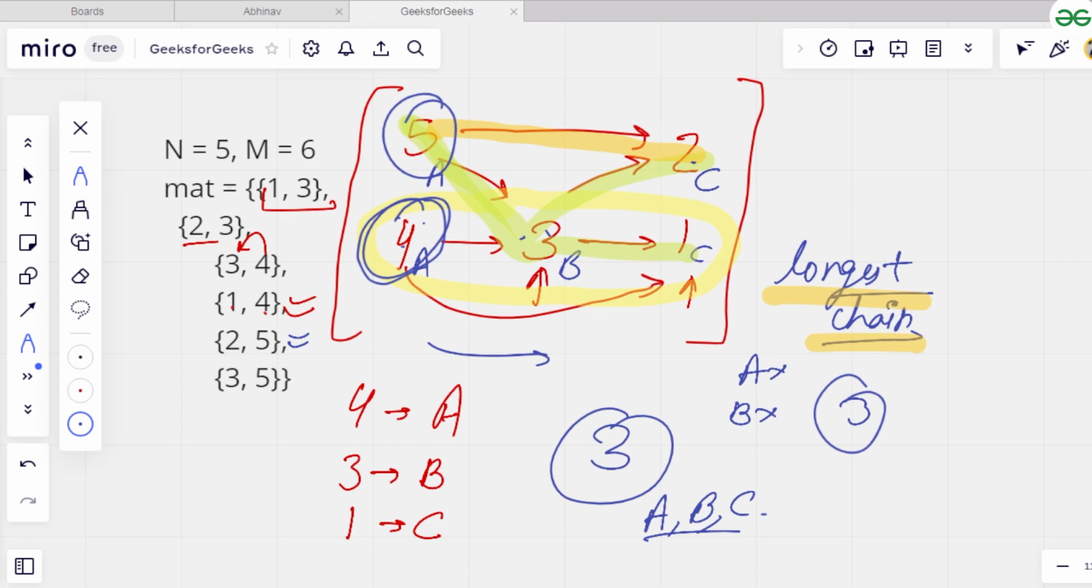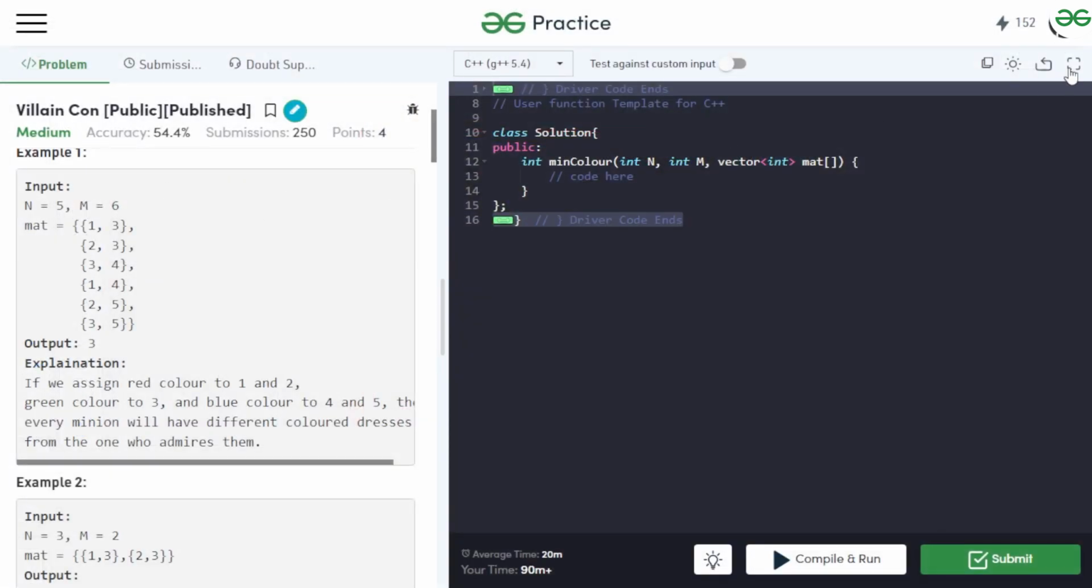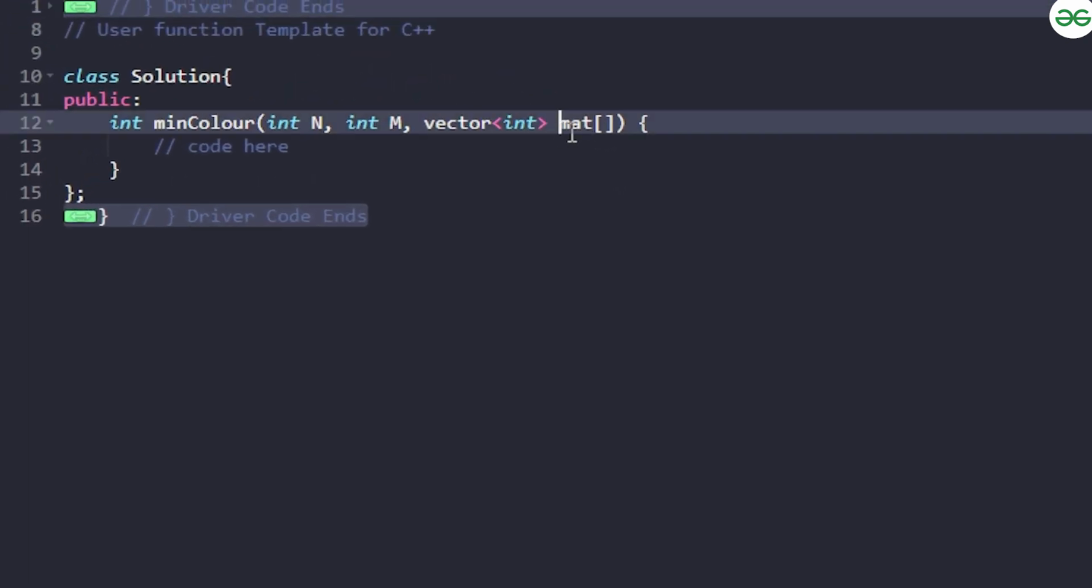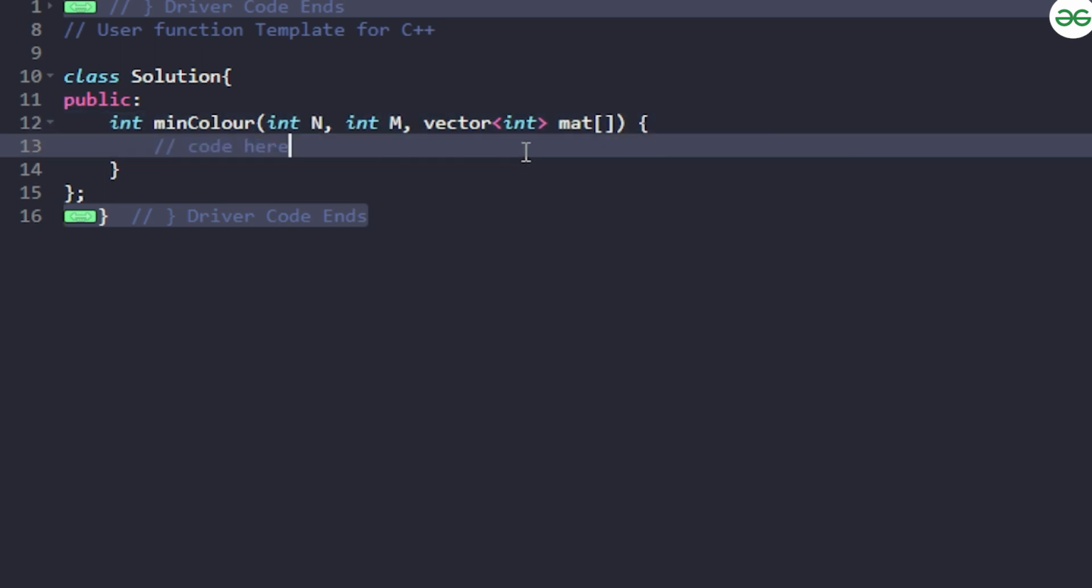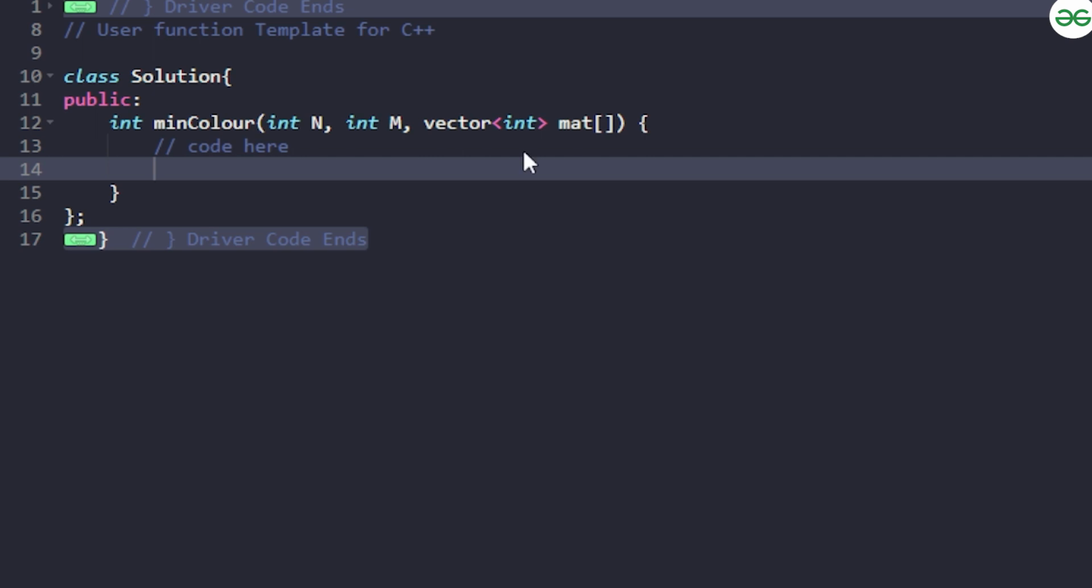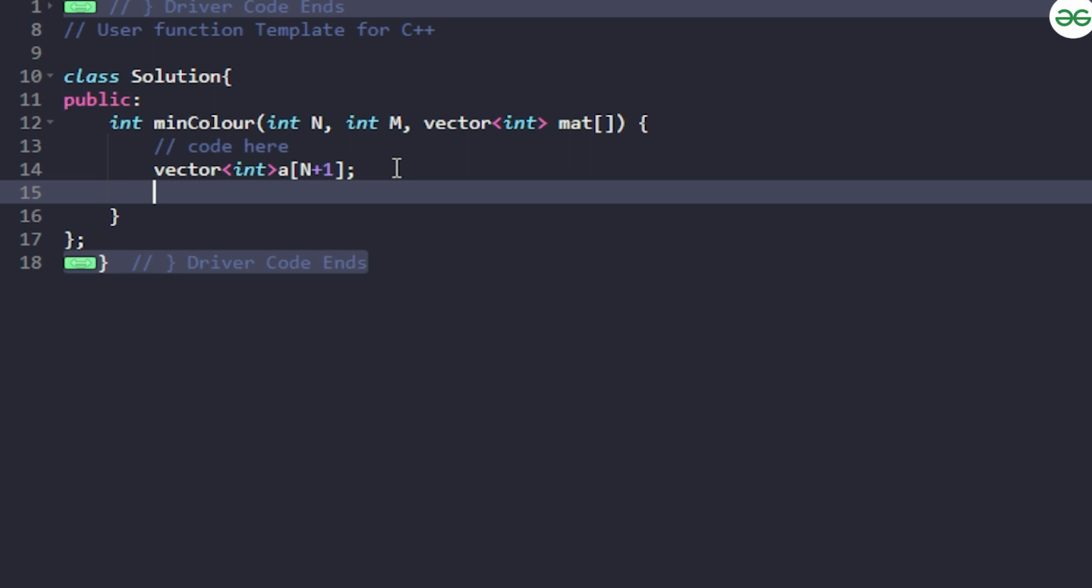Now let's move towards the code part and see how we can code it. Here we are provided with a matrix mat, which gives us the relation between the minions. N is the number of minions and M is the number of relations given to us. First of all, we will create a graph with the help of this matrix. Let's name that graph A, and it will be one-based, so I am taking it up to n plus 1. Now we will iterate through this matrix mat.